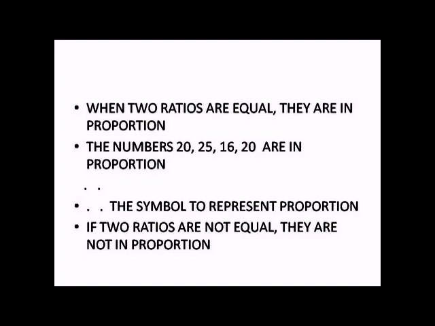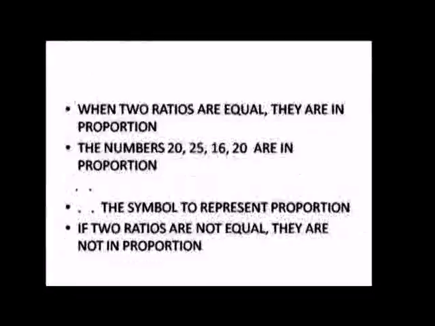When two ratios are equal, they are in proportion. So the numbers 20, 25, 16, 20 are in proportion. We use the symbol of four dots to represent proportion, and the symbol to represent ratio is two dots. If two ratios are not equal, they are not in proportion.